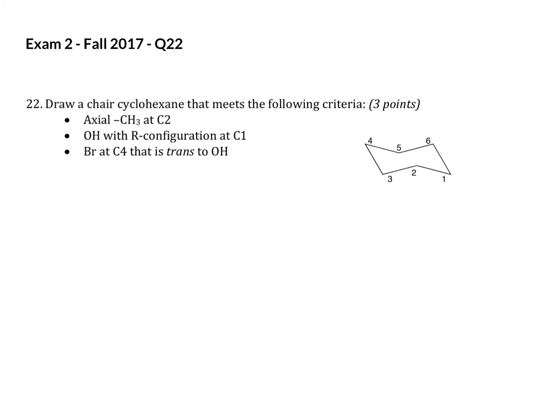In this problem, we want to draw a chair conformation that meets specific criteria. So the first is an axial CH3 at carbon 2, and you were given a chair template. On carbon 2 we have an axial substituent that points straight up because that's an up carbon, and an equatorial substituent that points straight down. The equatorial must just be a hydrogen, which you don't have to draw in. You could just leave that bond off there completely. So in fact, I'll just erase it. And then the axial is going to be a CH3 group.